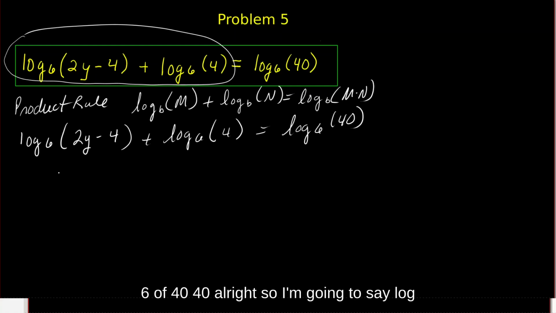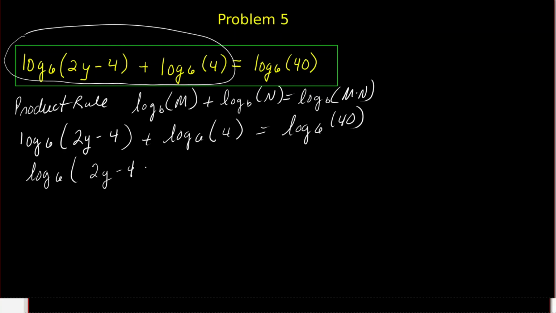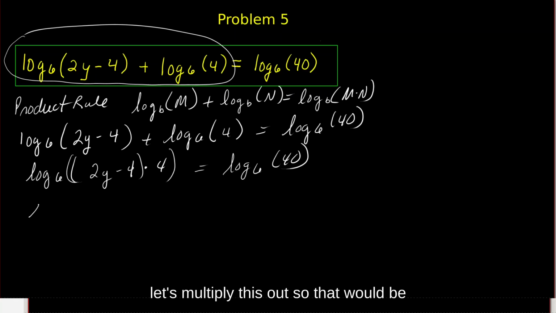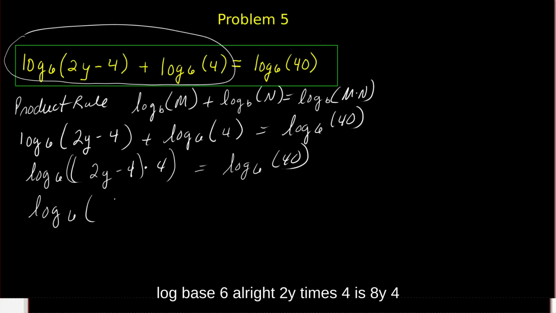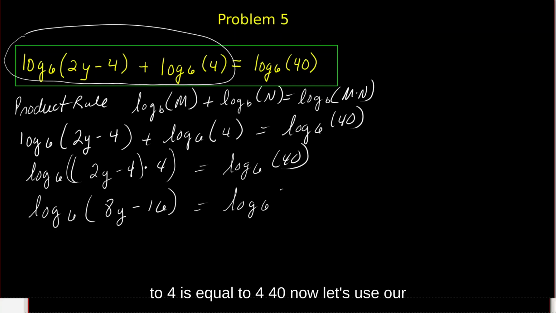All right, so I'm going to say log base 6, this would be 2y minus 4 times 4 equals the log base 6 of 40. All right, so let's multiply this out. So that'd be log base 6. 2y times 4 is 8y. 4 times negative 4 is negative 16 is equal to 40.